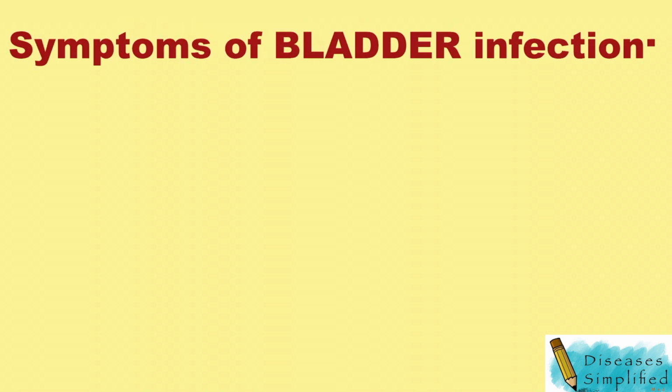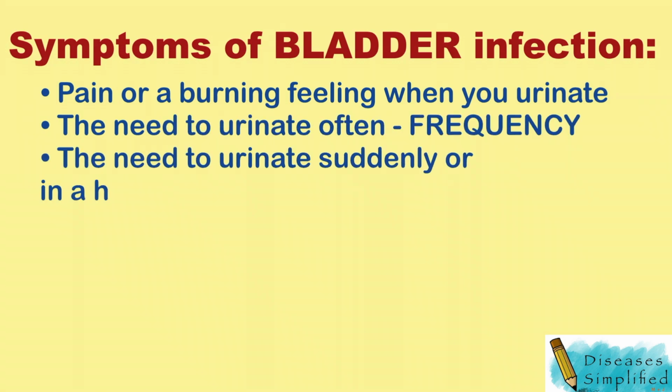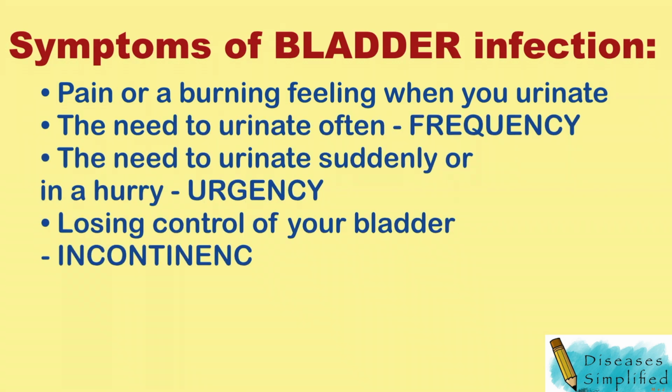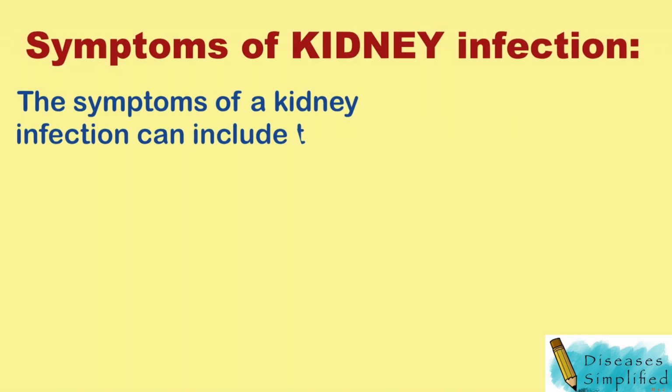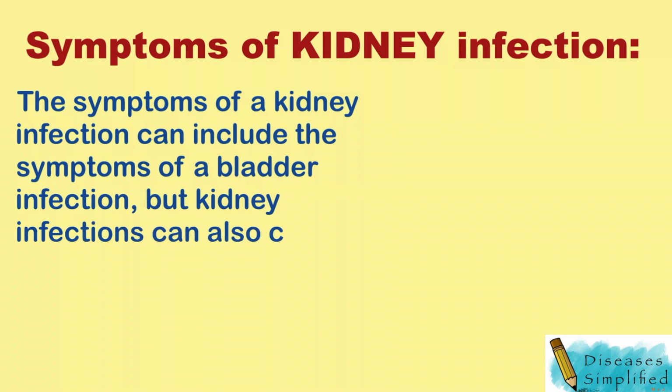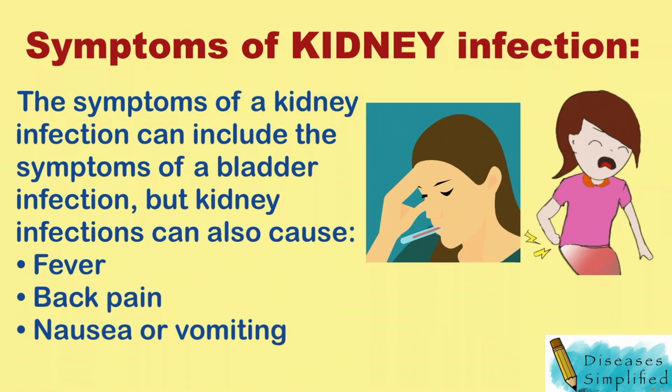Symptoms of bladder infection include pain or a burning feeling when you urinate, the need to urinate often, the need to urinate suddenly or in a hurry, losing control of your bladder, as well as blood in the urine. The symptoms of a kidney infection can include the symptoms of bladder infection, but kidney infections can also cause fever, back pain, nausea, or vomiting.